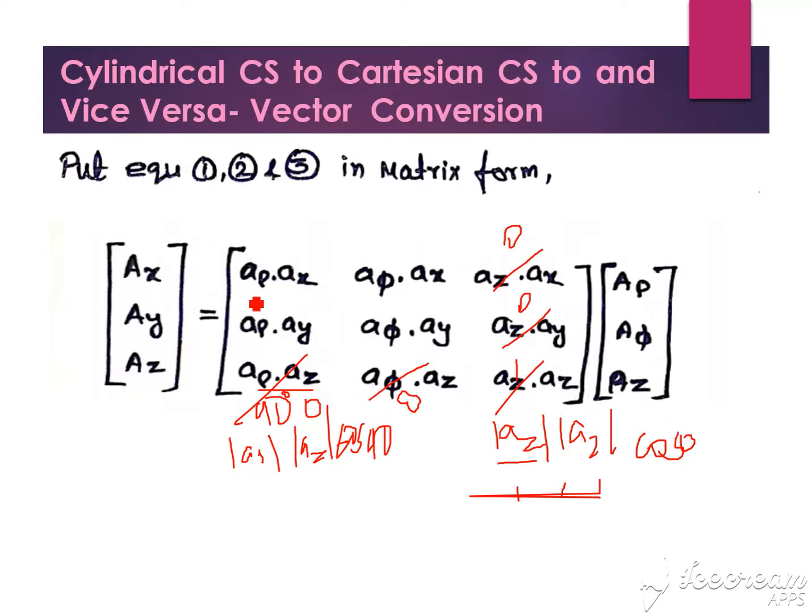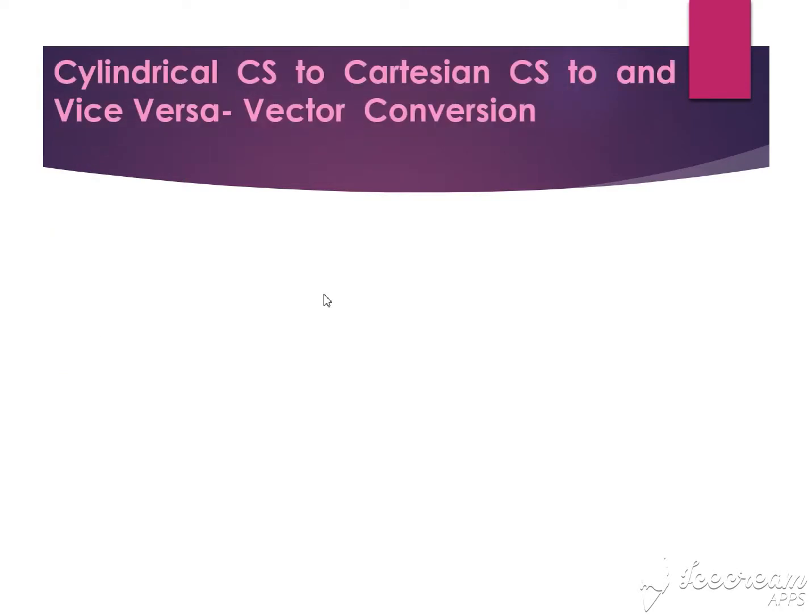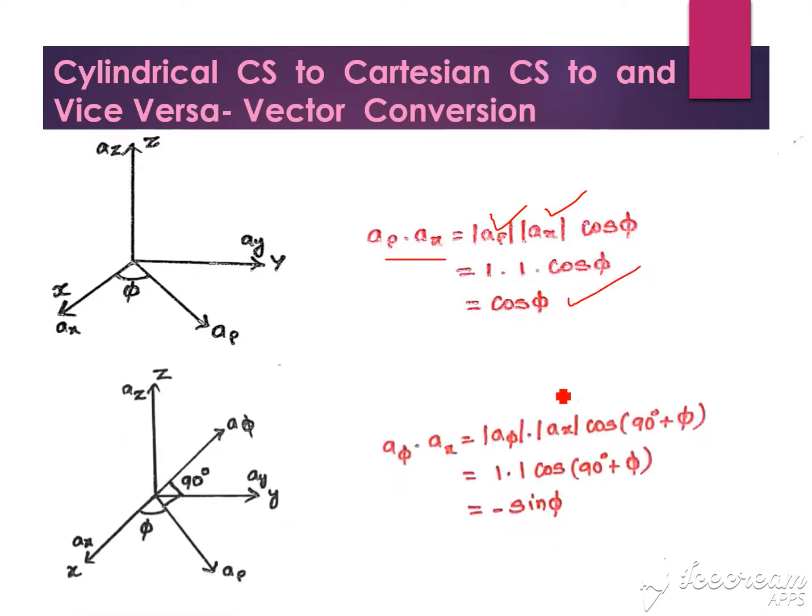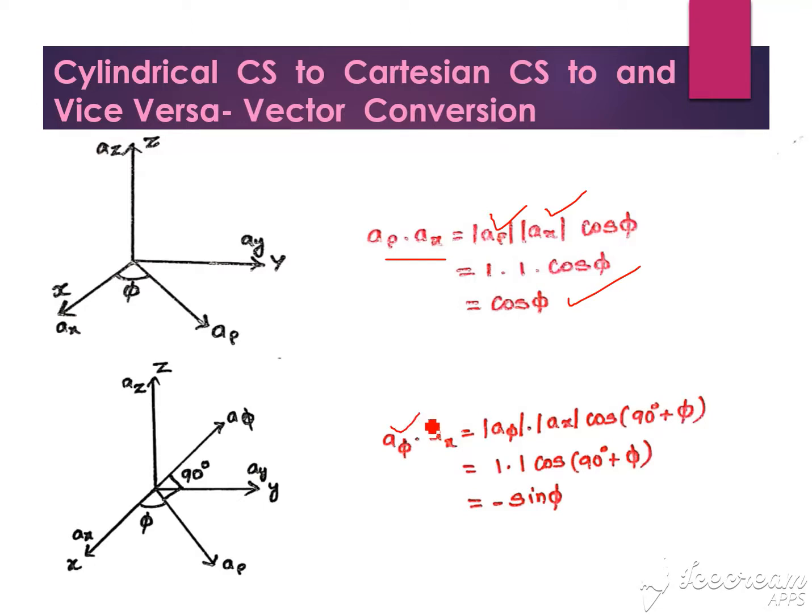Now considering a_rho dot a_x, we need to find the angle between rho and x. From the basic concept of the cylindrical and Cartesian coordinate systems, a_rho is along this direction, so the angle between x and a_rho is phi. So we can write mod of a_rho, mod of a_x into cos phi. So 1 into 1 into cos phi is equal to cos phi. And the second one, we need to find a_phi dot a_x.